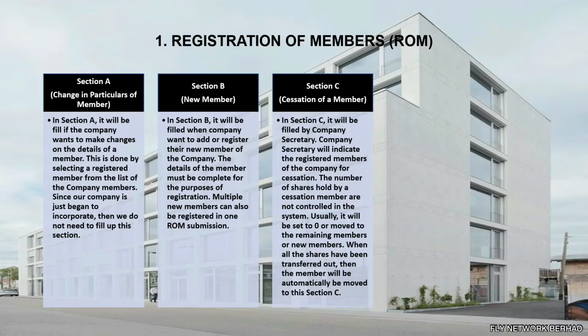First is Section A. In this section, it will be filled if the company wants to make changes on the details of the member. Second, Section B. In this section, it will be filled when company wants to add or register their new member of the company. And lastly, Section C. This section will be filled by Company Secretary. Company Secretary will indicate the registered member of the company for cessations.